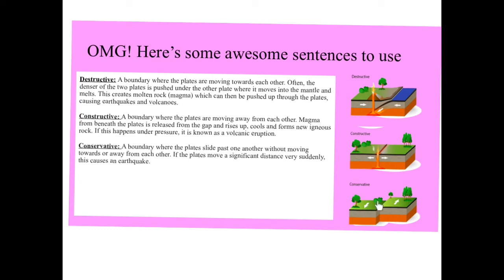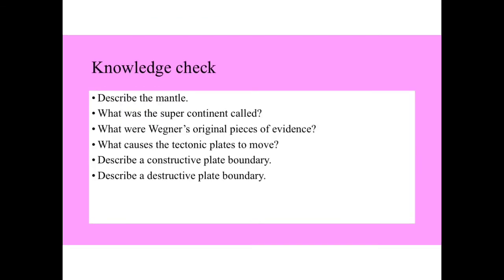And then the final plate boundary you need to know about is conservative. This is when the plates rub against each other. They rub against each other, they generate heat via friction. Okay, and when the friction builds up, that causes the earthquakes. So finally, I just want you to do a little knowledge check. Pause the video, have a go at the answers, and I'll provide the answers in a minute.